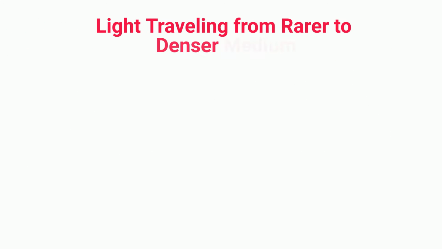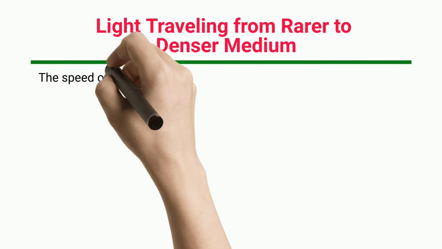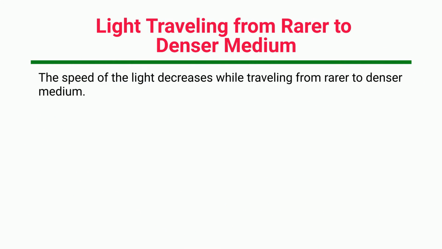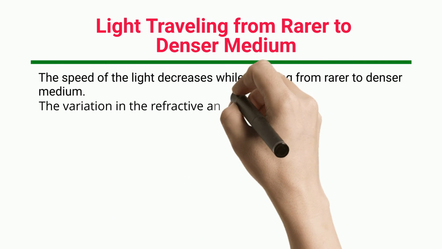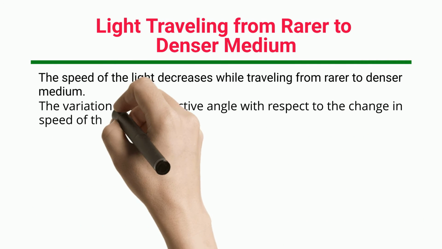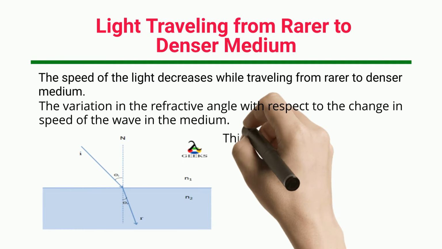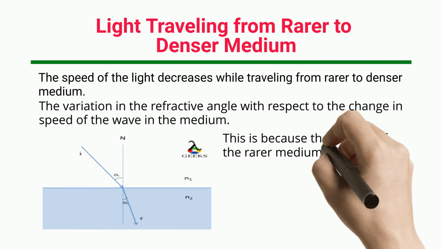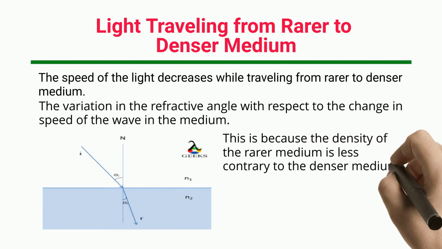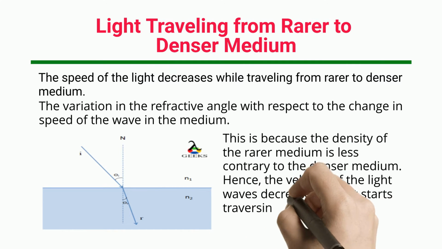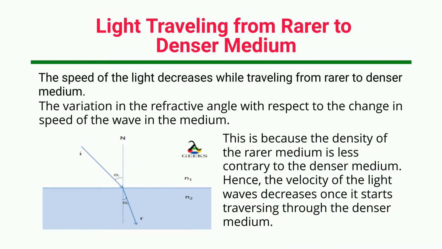Light traveling from rarer to denser medium. The speed of the light decreases while traveling from rarer to denser medium. The variation in the refractive angle is with respect to the change in speed of the wave in the medium. This is because the density of the rarer medium is less, contrary to the denser medium. Hence, the velocity of the light waves decreases once it starts traversing through the denser medium.